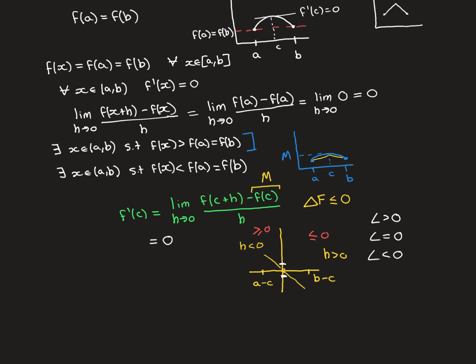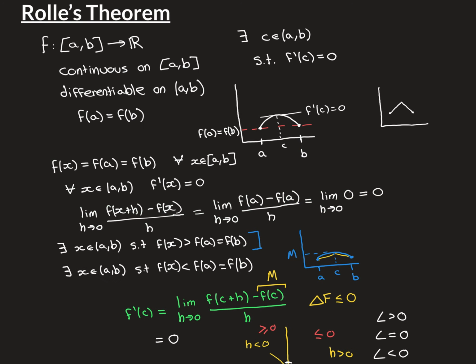So therefore I can conclude that at this point C, where the function obtains its maximum, the derivative of the function has to exist and it's going to equal 0. Therefore this is the C that satisfies Rolle's theorem. So I've proven therefore that functions that satisfy this case are going to satisfy Rolle's theorem.